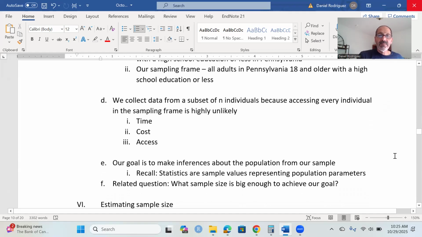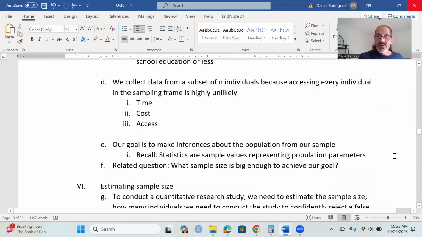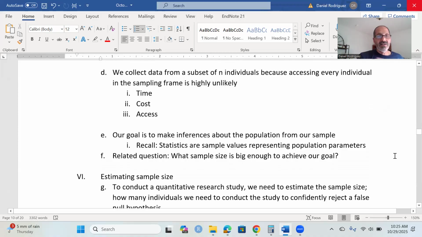We collect data from a subset of N. N stands for number of individuals, because assessing every individual in the sampling frame is highly unlikely due to time, cost, and access. It's just hard to get to everybody. Our goal is to make inferences about the population from our sample. Statistics are sample values representing population parameters. Parameters are the actual population values that we don't have access to unless we have the entire population, like an SAT test, where you then know what those population parameters are.